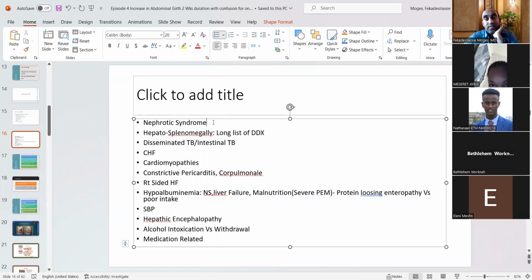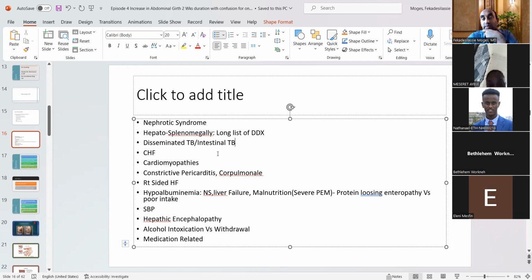Nephrotic syndrome. Keep. Hepatosplenomegaly, long list. We have to still keep it. We don't have the physical examination; physical examination is not done. It may be contributing to his increase in abdominal girth.